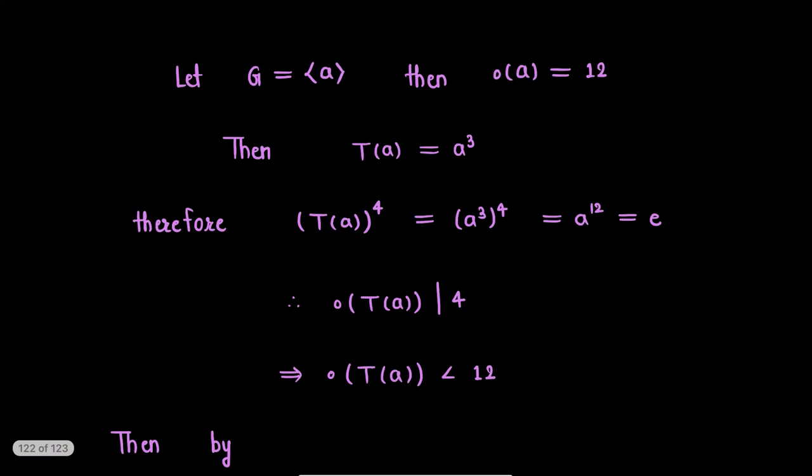Observe that T of A its power 4 will be A cube its power 4, which is A to the power 12. Now as order of A is 12, we get A to the power 12 equal to identity, that is T of A its power 4 will be equal to identity, and therefore order of T of A will be a divisor of 4. And if order of T of A is a divisor of 4, we have order of T of A strictly less than 12, which is order of A.